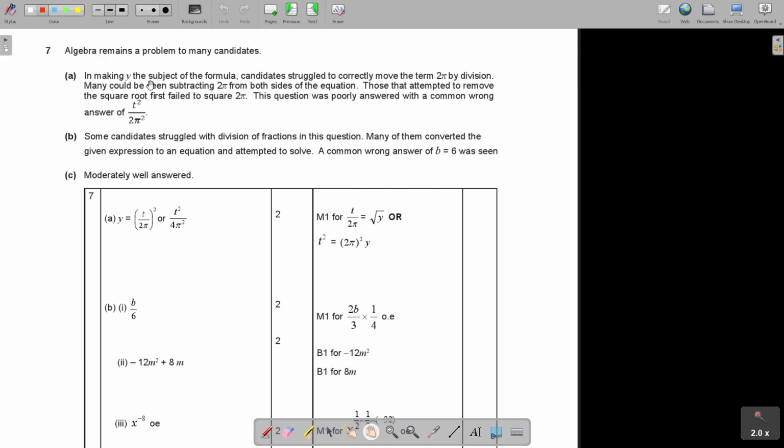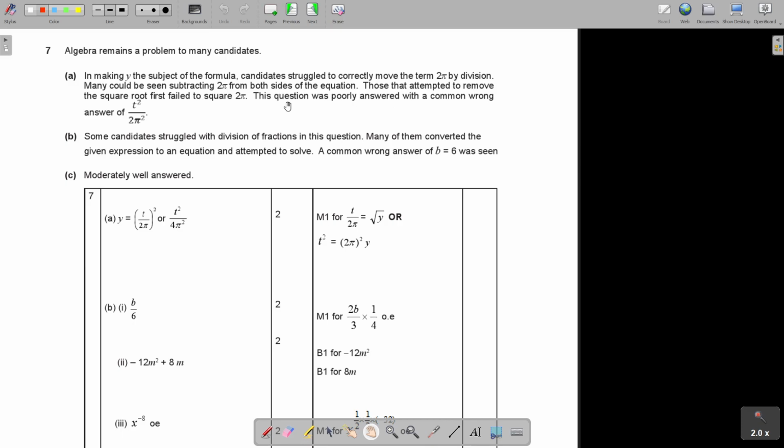In making y the subject of the formula, candidates struggle to correctly move the term 2 pi by division. Many could be seen subtracting 2 pi from both sides of the equation. No, there's a multiply in between the 2 pi and the square root of y. And the opposite of multiply is divide. That's the reason. So those that attempt to remove the square root first failed. You must first isolate it.